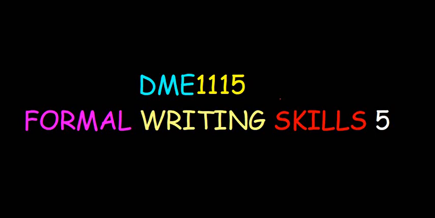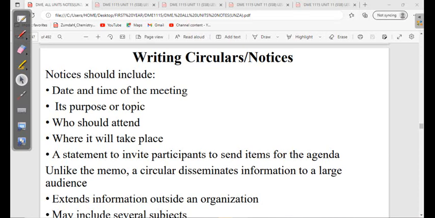We're going to continue with formal writing skills and we'll continue with writing circulars or notices. Notices should include the date and time of the meeting, its purpose or topic, who should attend, and where it will take place. A statement to invite participants to send items for the agenda, that is what we call a notice.